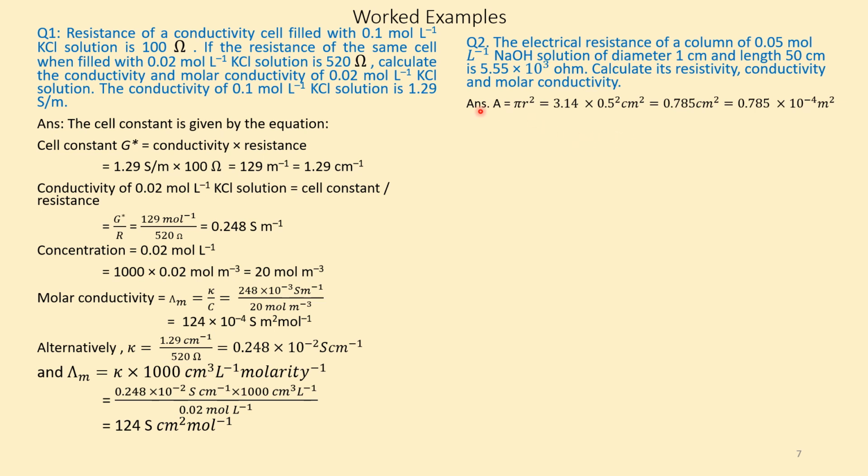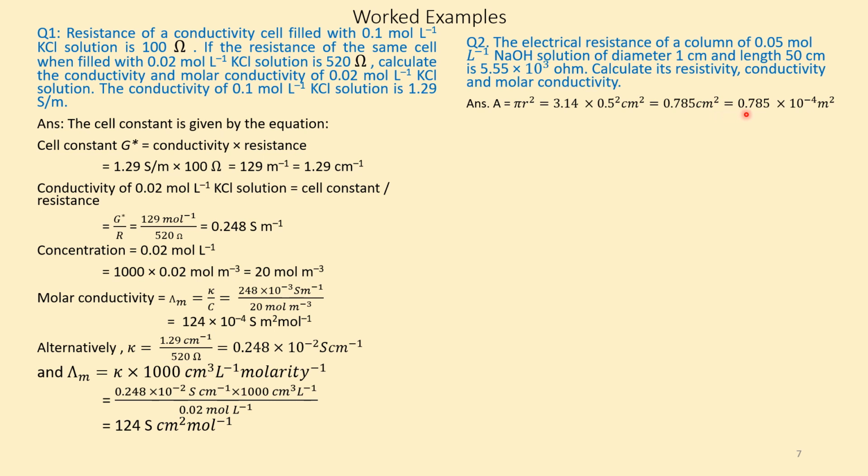Let us answer. First we have to calculate area. Area is given by pi r square. Here the diameter is given as 1 centimeter. Radius will be diameter by 2, that is 1 centimeter divided by 2, which is 0.5. So therefore area will be pi, the value of pi is 3.14, into r square, 0.5 whole square. Area is in centimeter square, that is equal to 0.785 centimeter square.